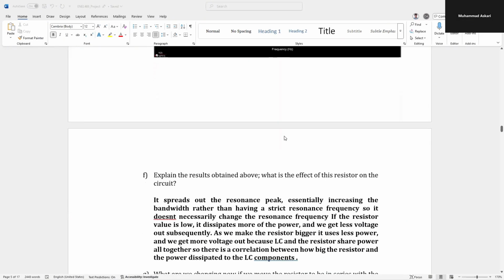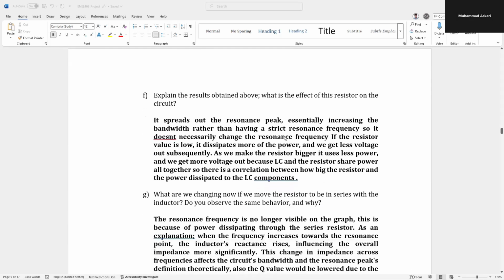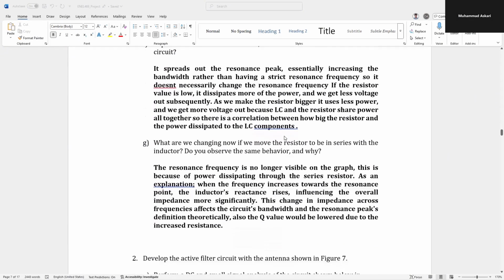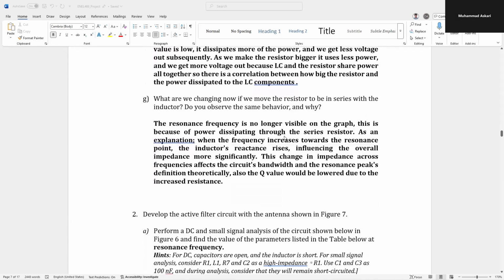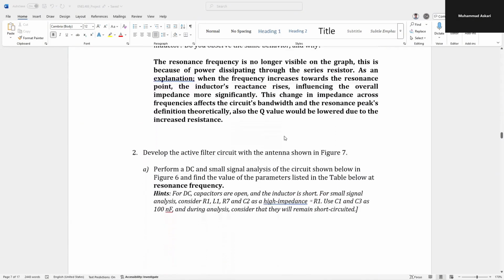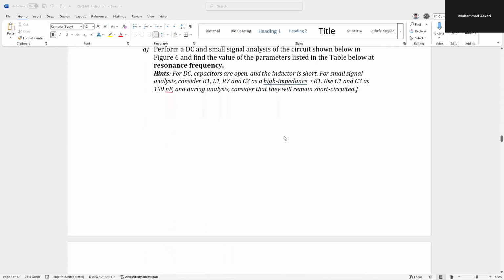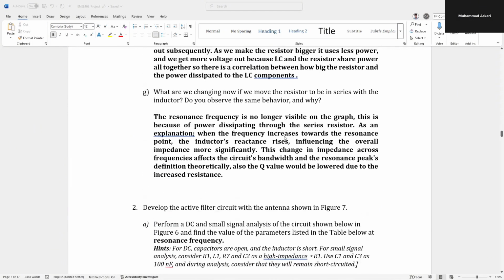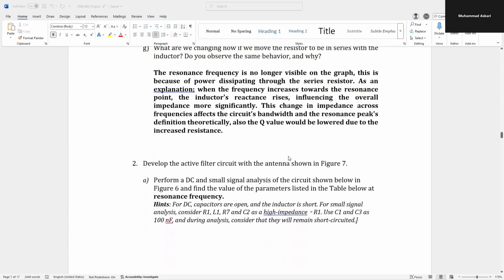Part F explains this as higher resistance allows more of the input voltage to appear at the output when frequency equals the resonant frequency. In part G, placing the resistor in series with the inductor changes things. At high frequencies, the inductor acts like an open circuit, and at low frequencies, the output stays nearly constant.